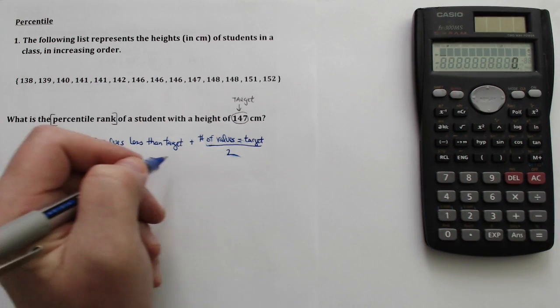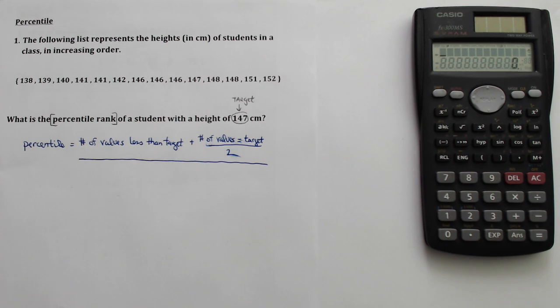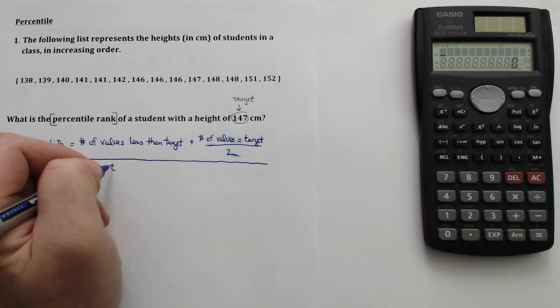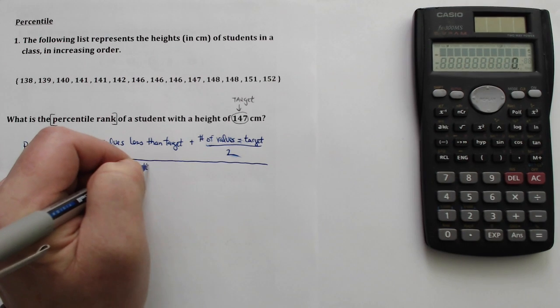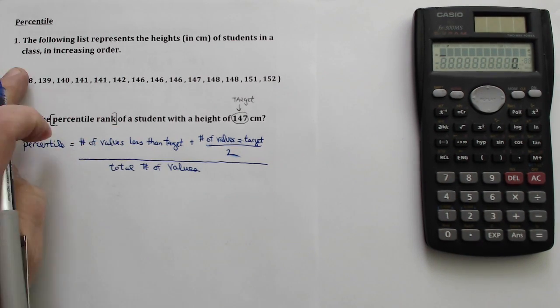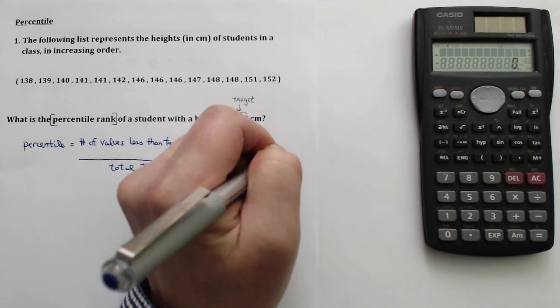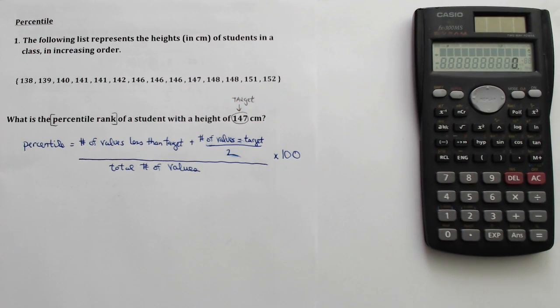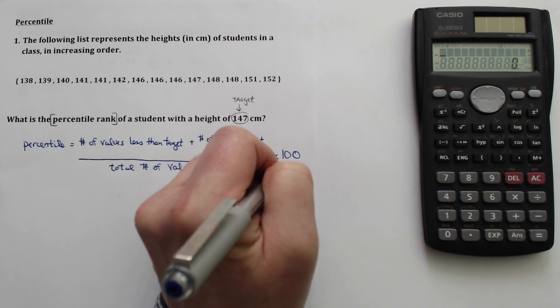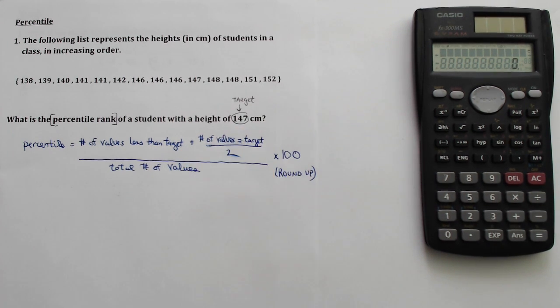We're going to simplify that number. And then we're going to take the whole thing and divide that by the total number of values in the data distribution. And at the end, we will times it by 100. And this is key. We will always, always, always round up, regardless of how small the decimal is. And we'll see that in some other examples.